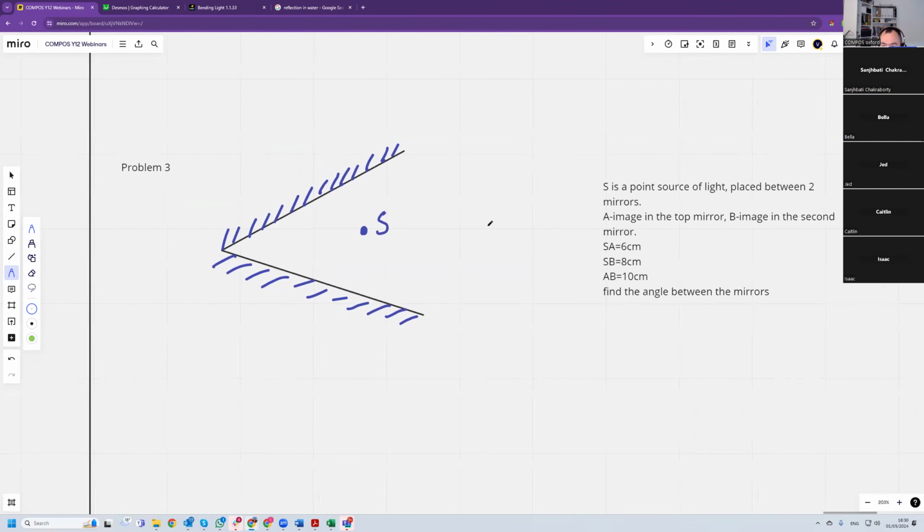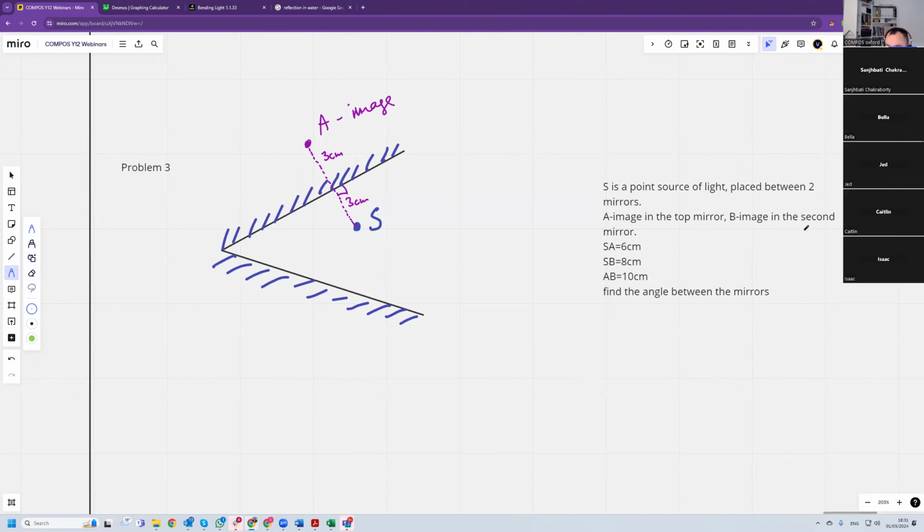S is a point source of light placed between two mirrors. We don't know where exactly S is. So A is the image in the top mirror. Let's find that image. Well, if we know anything about images, an image in the mirror is the same distance. Remember you studied reflection at GCSE, reflection in a line. So this is the image in the first mirror. And it says that SA is 6 centimeters. Well, that means that this is 3 centimeters and this is 3 centimeters. And this angle is of course 90 degrees.